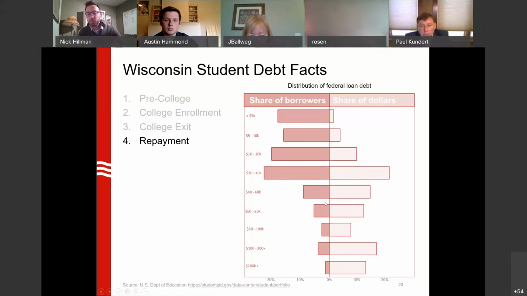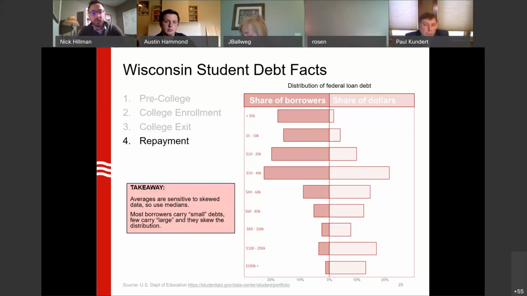And so as you work through this as a task force, averages can really mislead us if we only talk about average debt. We need to look at the full distribution of debt, look at medians and averages. And you'll probably see that there's a lot going on here that is going to be important for pinpointing and solving problems. Averages are sensitive to skewness, so complement with medians as you can. Most borrowers carry relatively small loans. I'm not saying that's not a problem. There are huge problems with small loans, but most borrowers do carry smaller loans, and few carry these large ones.